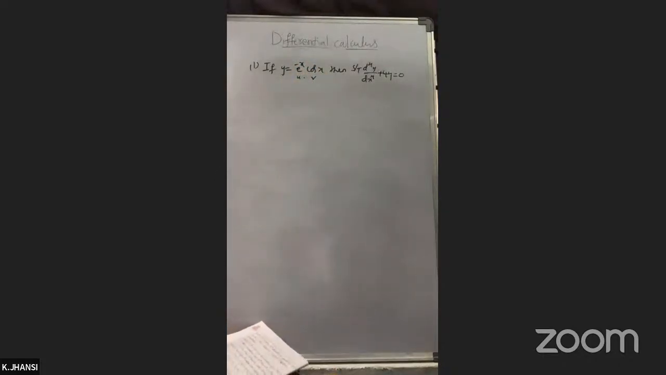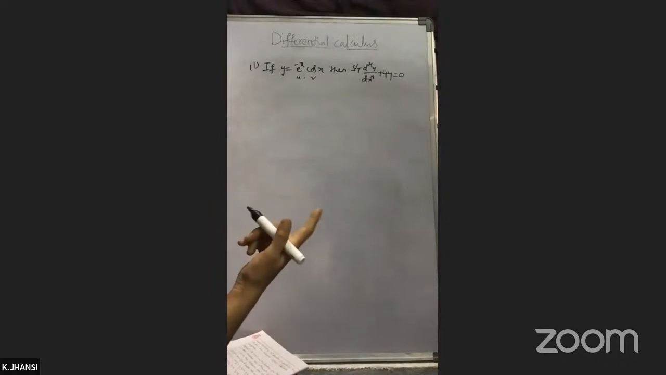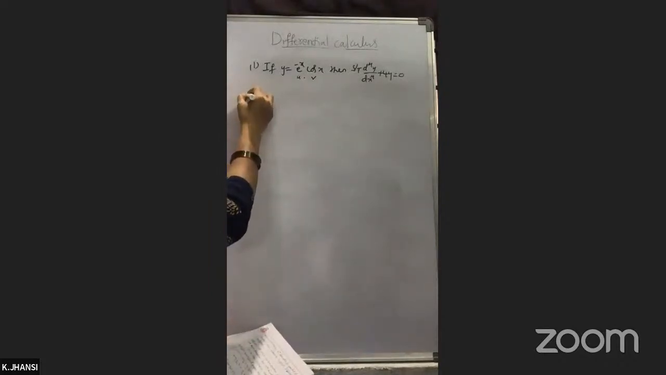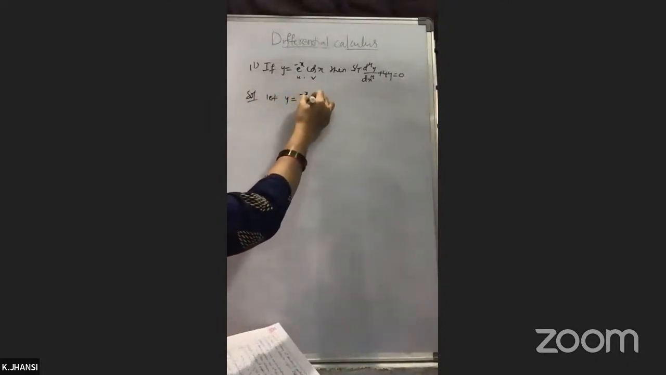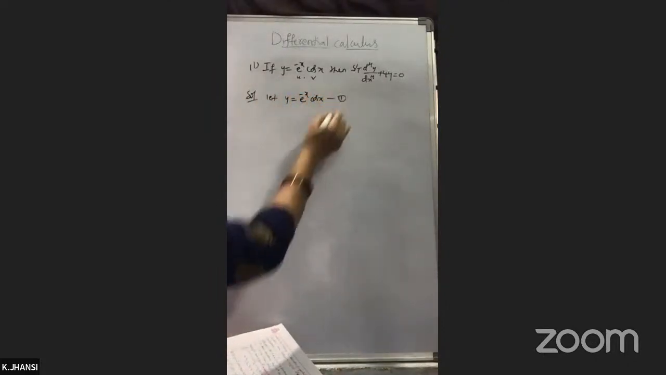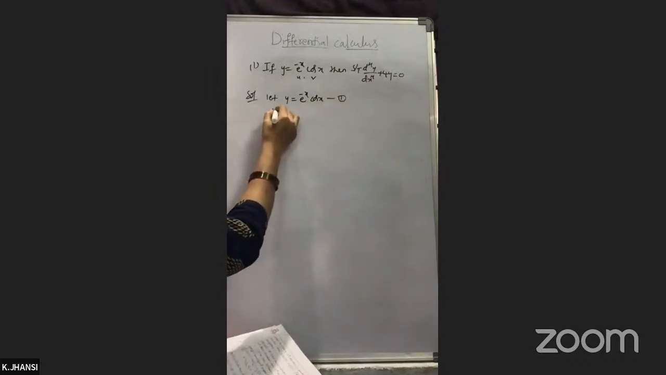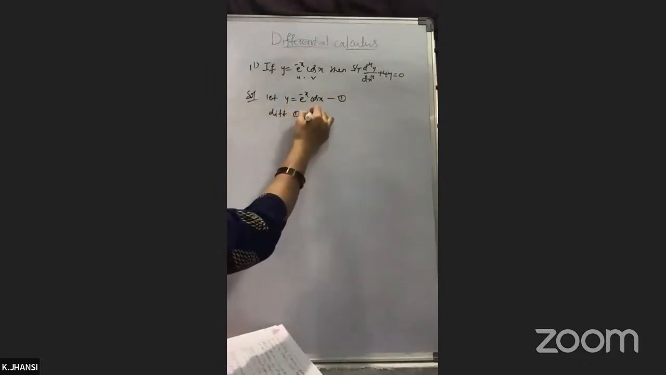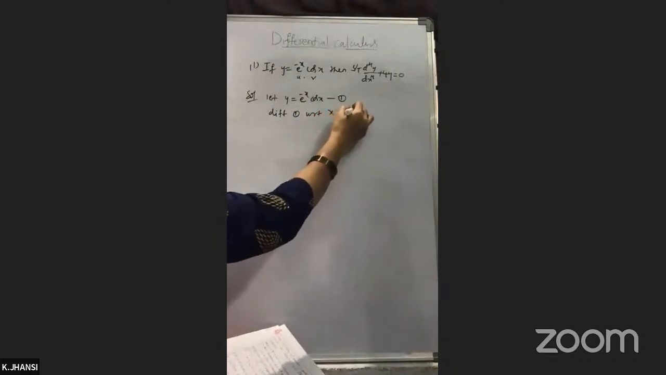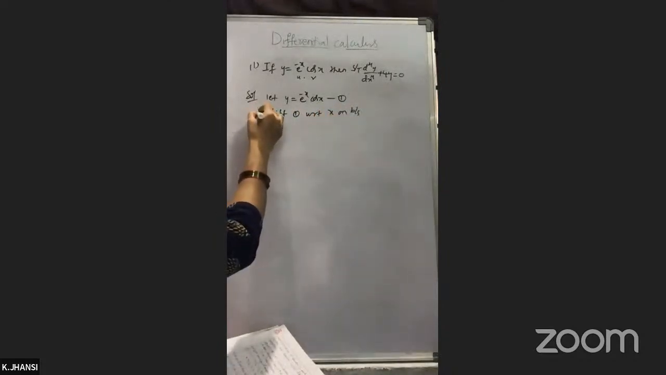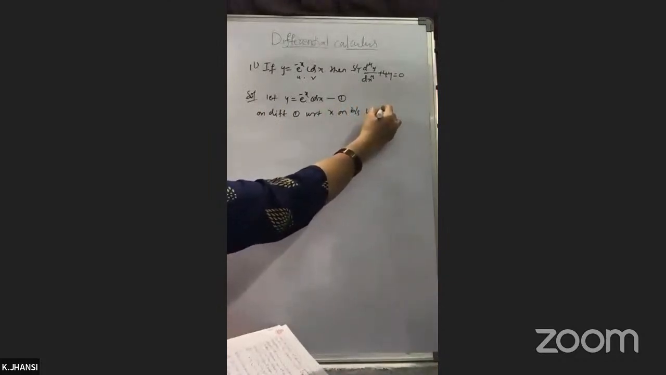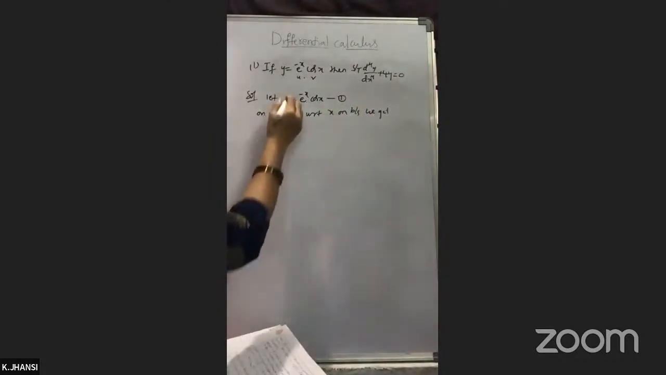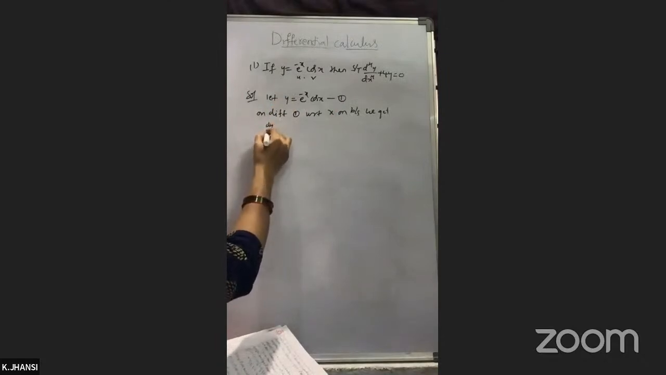You have to keep any one as a constant, and for the second term you do the differentiation. So in the solution, let y equals e power minus x cos x, and you put it as equation 1. Differentiating 1 with respect to x on both sides, we get dy by dx.